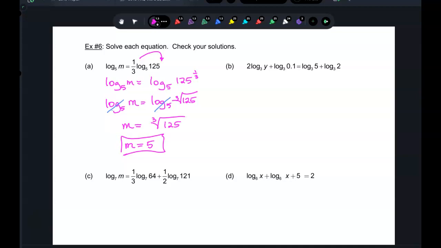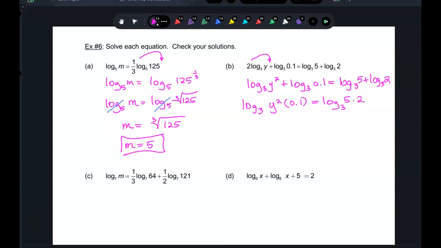Okay, over here, part B, so we're going to move all the exponents. Well, it looks like that's the only one, so I have log base 3 of y squared plus log base 3 of 0.1 equals log base 3 of 5 plus log base 3 of 2. Okay, now I'm going to combine the additions into multiplication. So I have log base 3 of y squared times 0.1 equals log base 3 of 5 times 2.